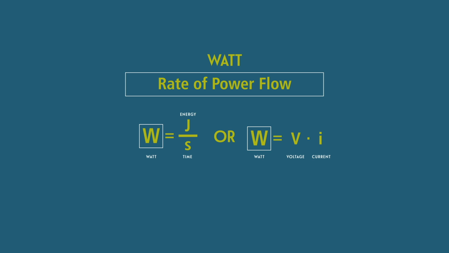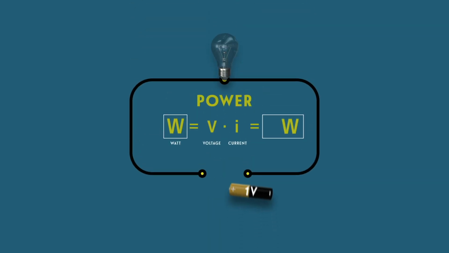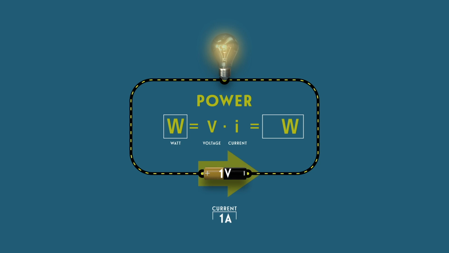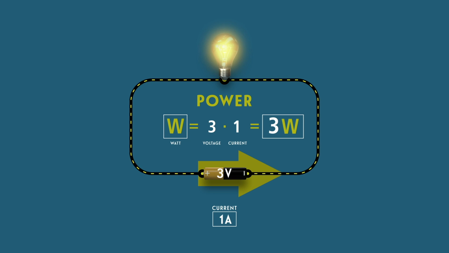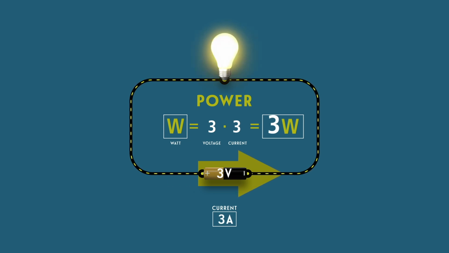In our example, a battery of 1 volt turns on a light bulb through a current of 1 amp, which equals 1 watt. So, following this formula, if you increase the voltage, in this case by replacing the battery with one of higher voltage, or if you increase the current, the power, or watts of the system, increases accordingly.